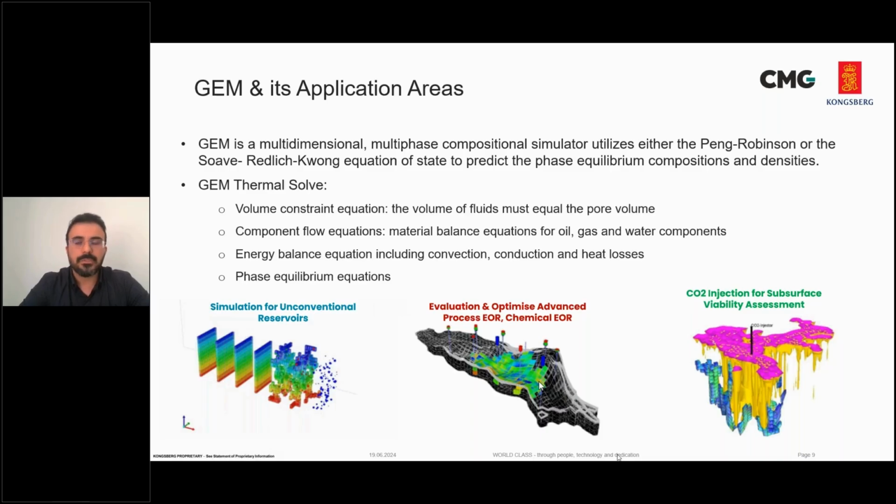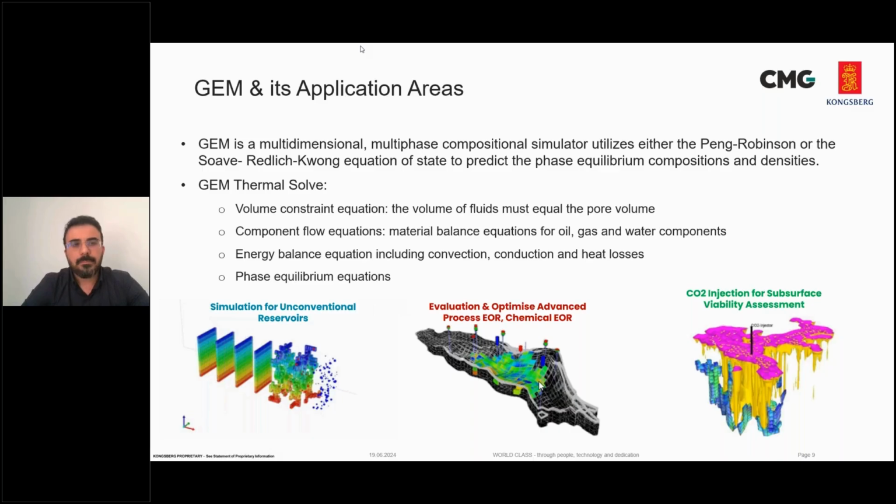So in CMG, GEM is known as the multi-dimensional multi-phase compositional simulator, which uses either Peng-Robinson or SRK equation of state in order to predict the phase equilibrium compositions and densities.